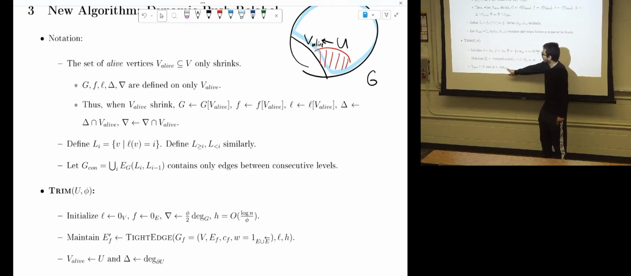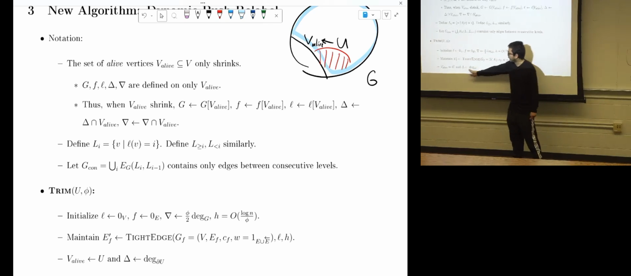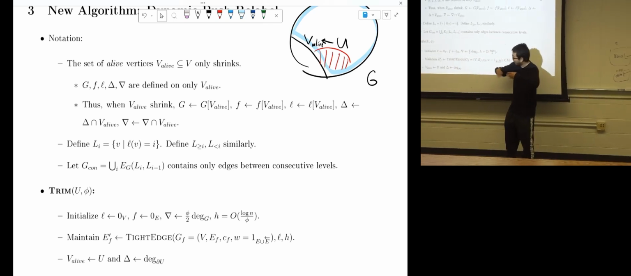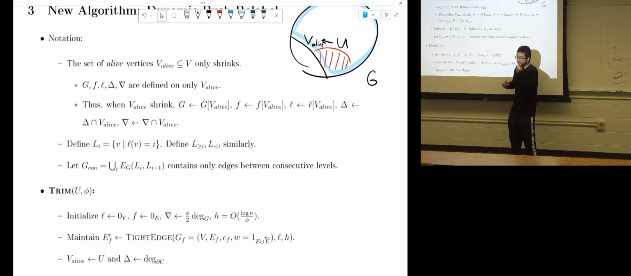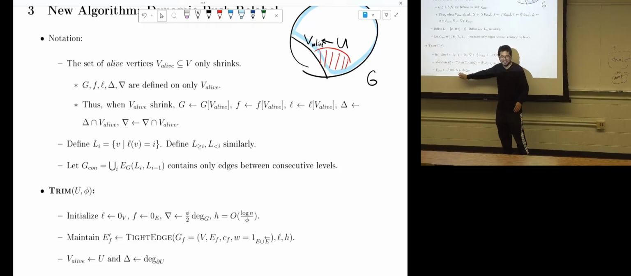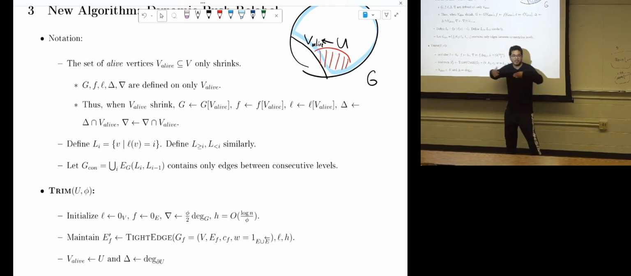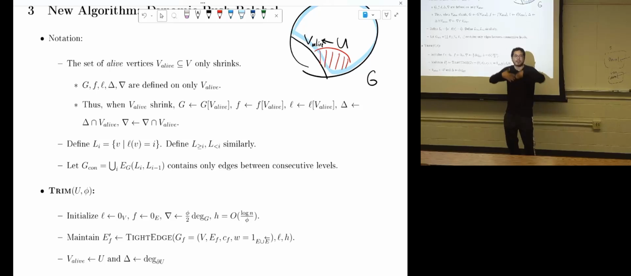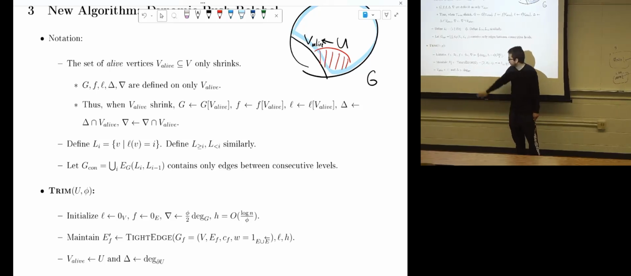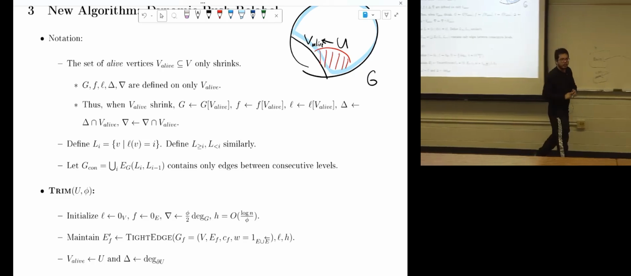And here's the important part. I always set my source to be from the boundary of the alive set. This is intuitive because it's certainly what we want to do. We just want to saturate all edges from the boundary to the alive set. So this is just as expected.